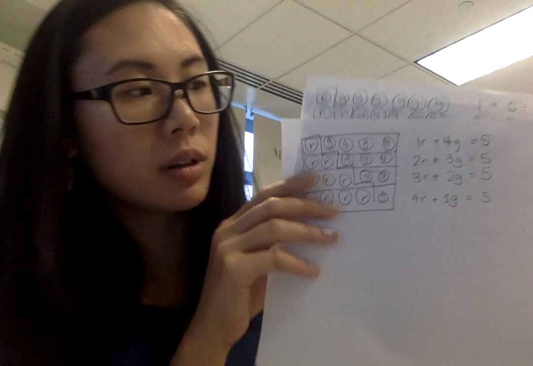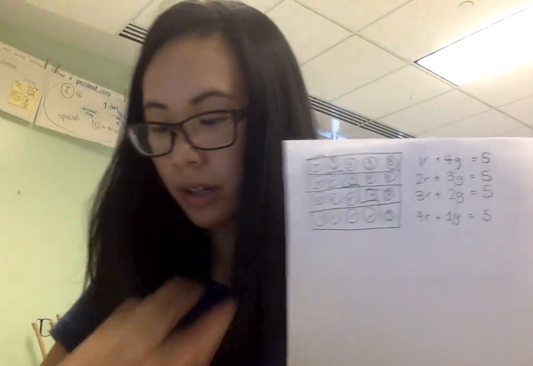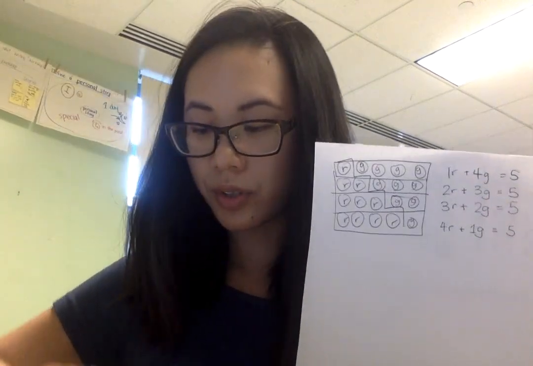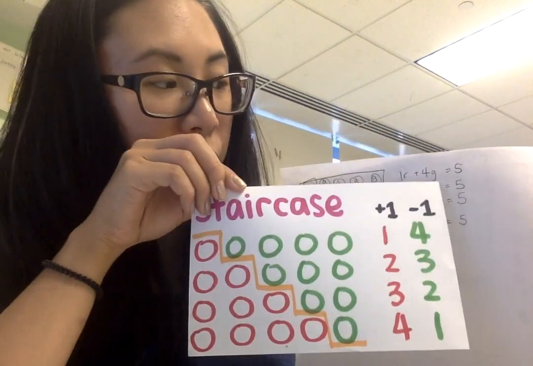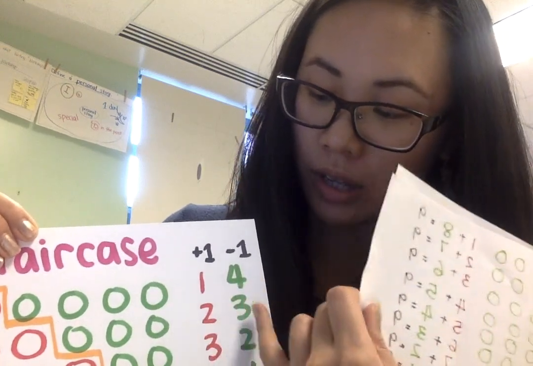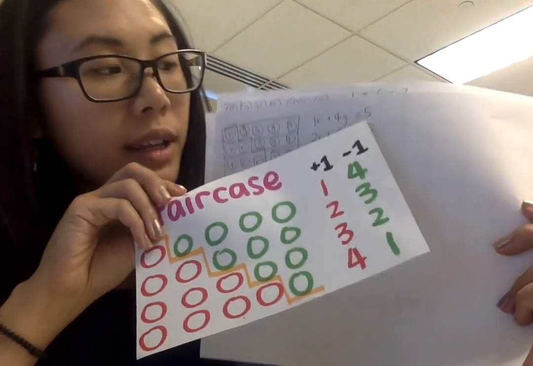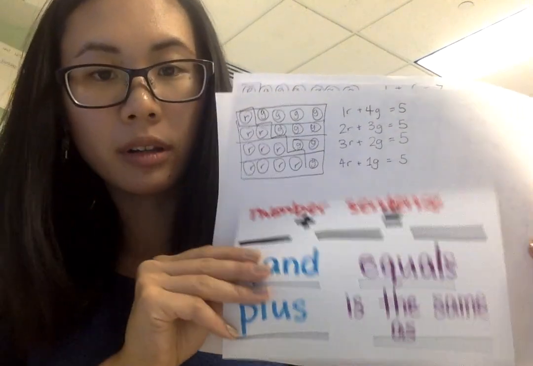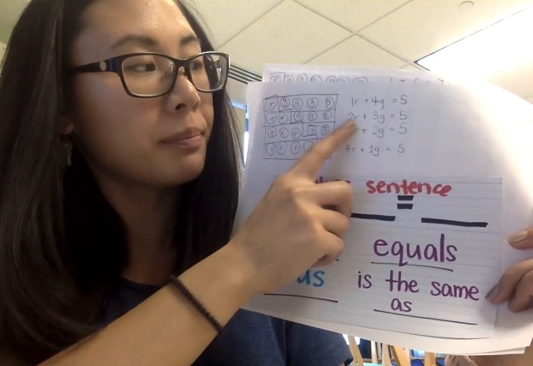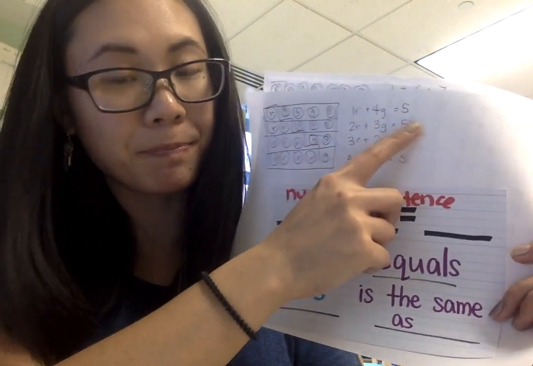Another example. This is very similar, just like the initial staircase. However, now I also have the number sentence. Over here, I only labeled how many there are of each color. But here is the number sentence because you have the plus and then equals. Remember, the number sentence is when you have plus is the same as.